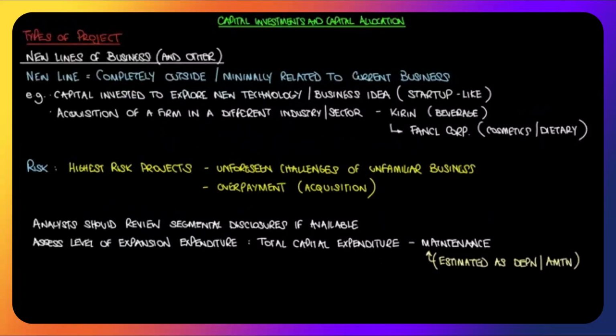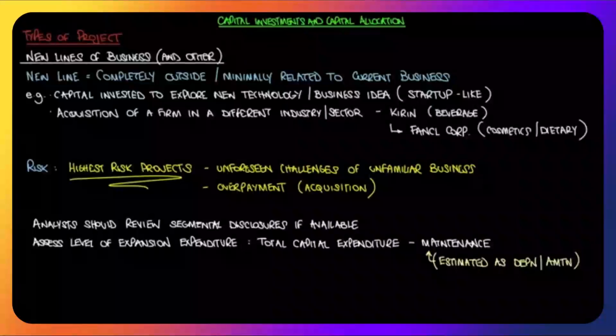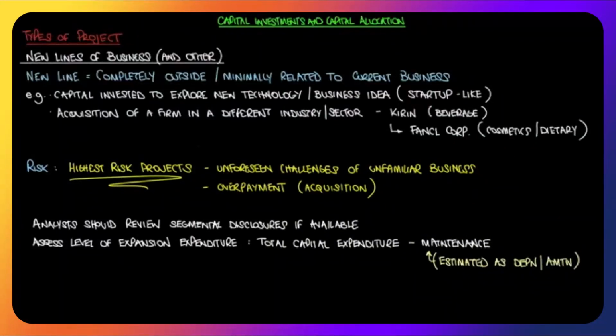And finally, brand new lines of business. It says "and other," but new projects, new lines, much more risk, the highest risk projects of all. So new lines meaning completely outside or only minimally related to your current business. Examples: capital invested to explore new technology. So that's research and development again, but it's not like the pharmaceutical company who is just trying to develop new products, new medicines along the lines of its existing business, but now a brand new technology or a brand new business idea. Very much like a startup. They are startup-like in their properties and hence very risky.